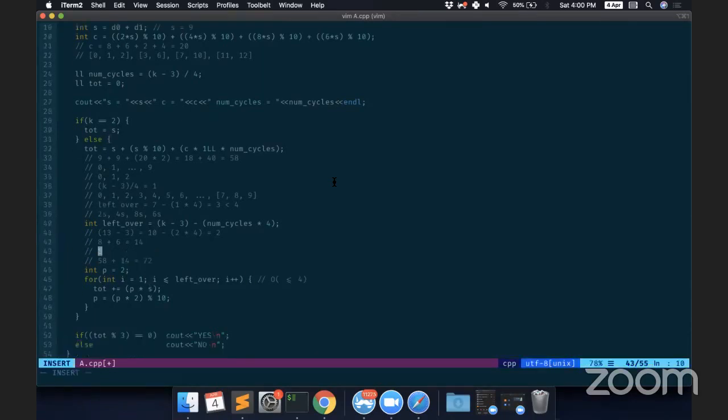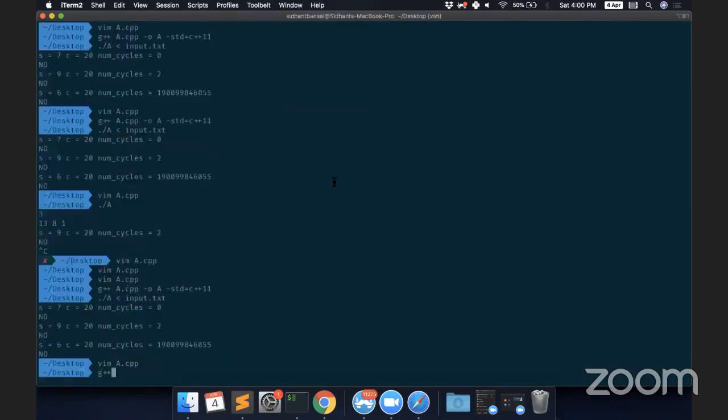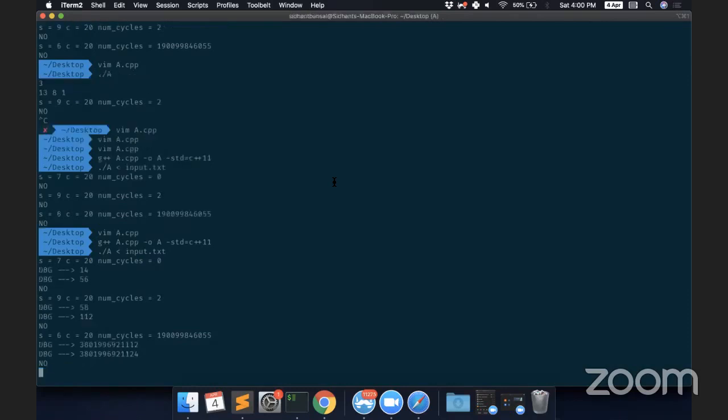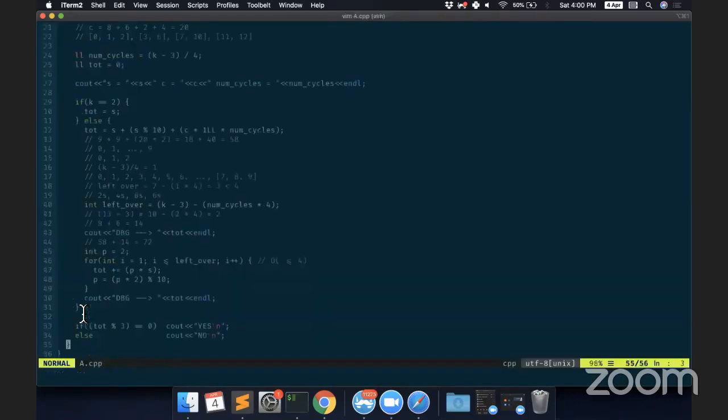So, okay, let's try to print out something there. I think this should be easy. So we'll print out the tot before adding the leftover. We expect it to be 58. And we'll print out the tot after adding the leftover. We expect it to be 72. Let's try to see where the bug is. So it came out 58 and then it came out 112. So the part before it was correct. Here we made some bug, some stupid bug.